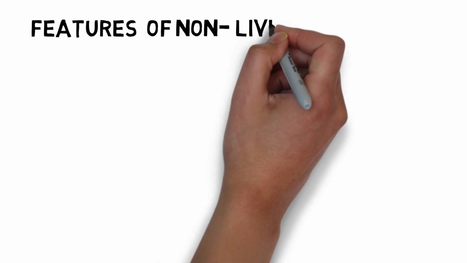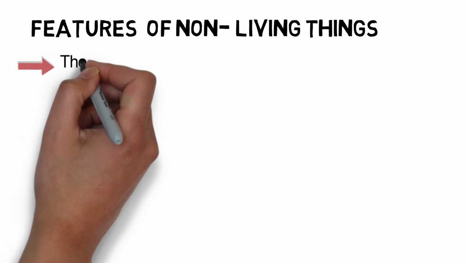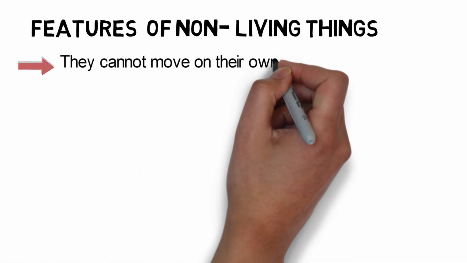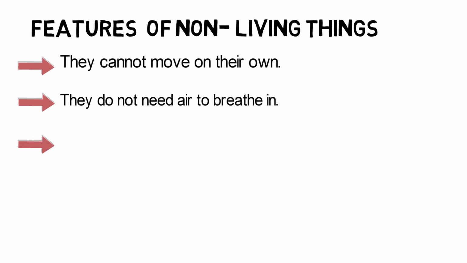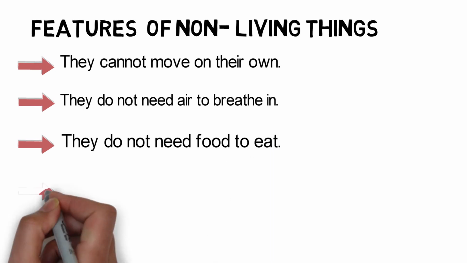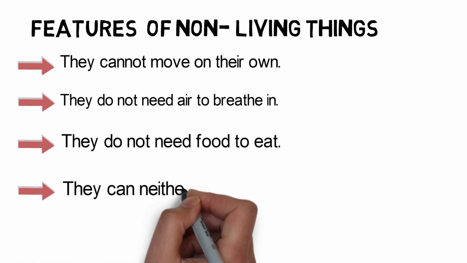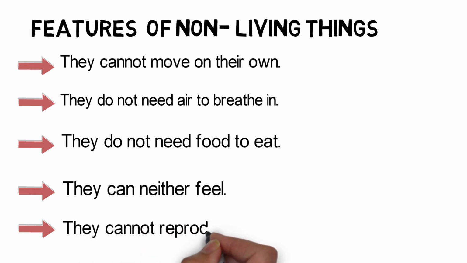Now, let us see some features of non-living things. The main features are they cannot move on their own. They do not need air to breathe in. They do not need food to eat. They can neither feel. They cannot reproduce.